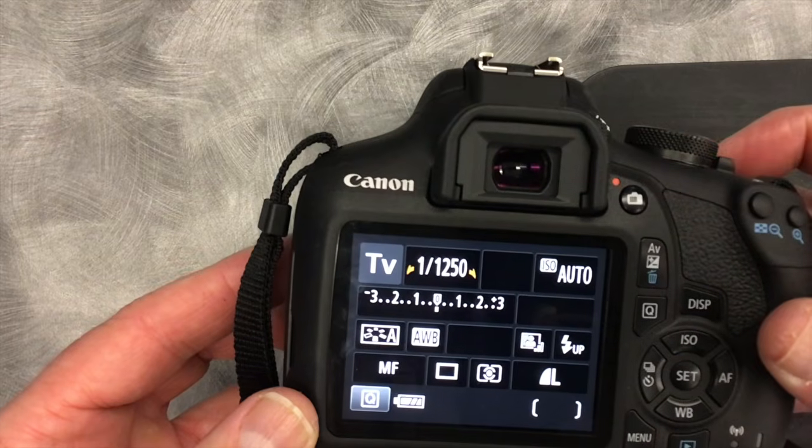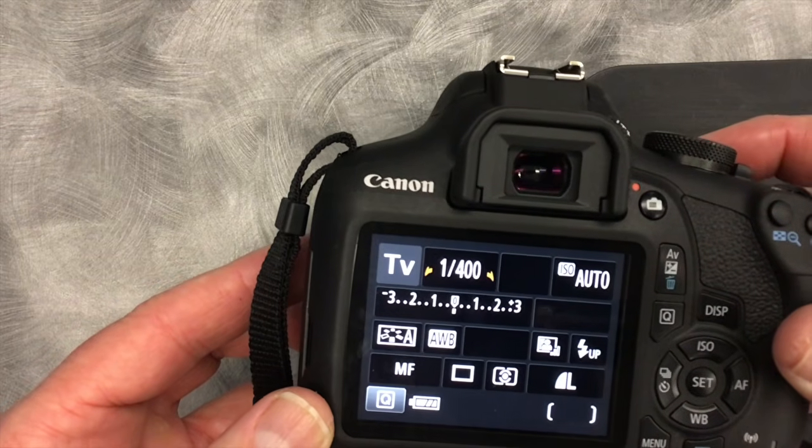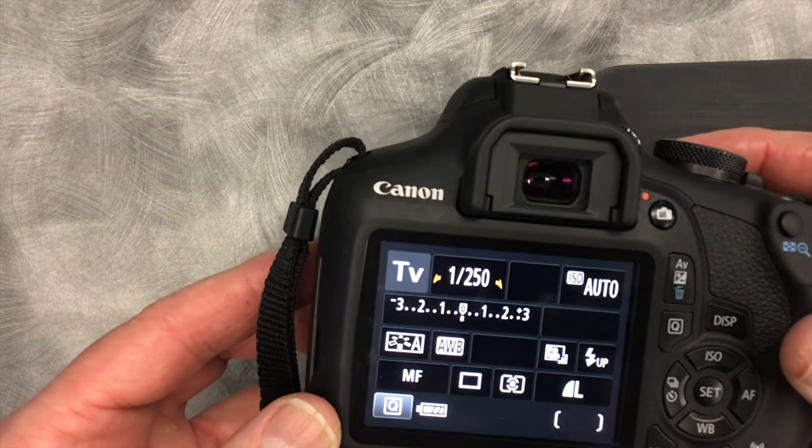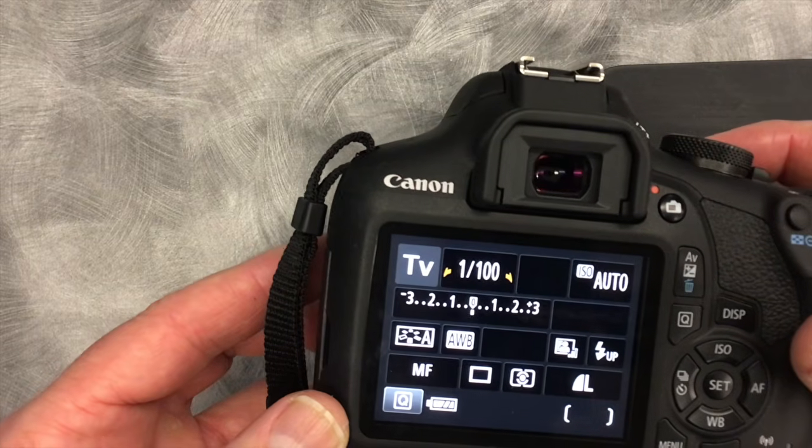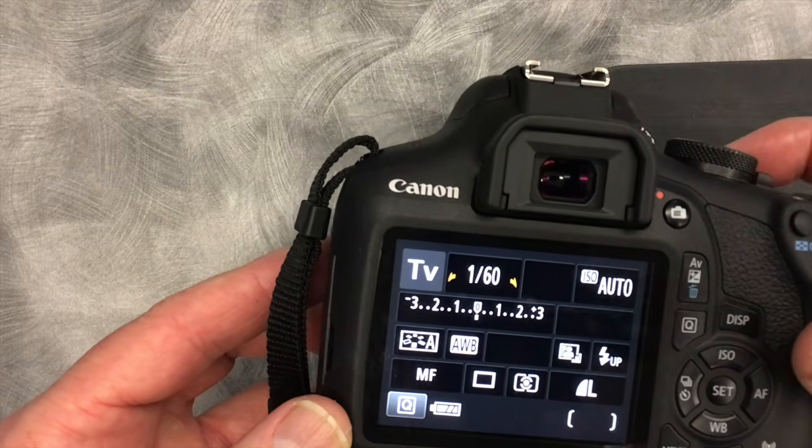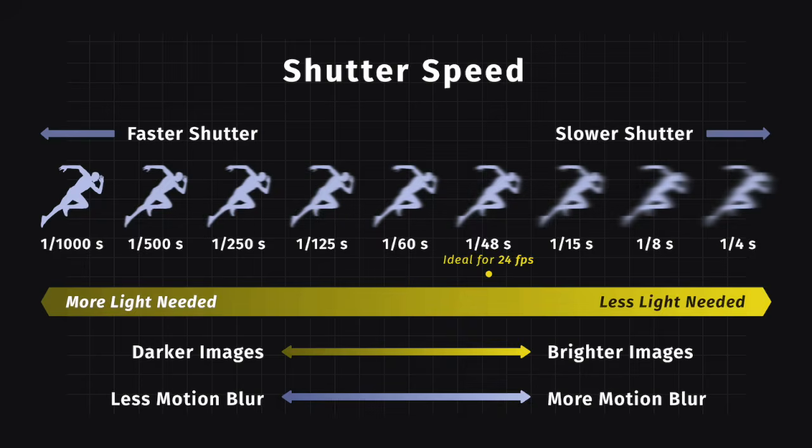1/1000, 1/500, 1/125, 1/60th, 1/15th. The smaller the bottom number, the faster the shutter.